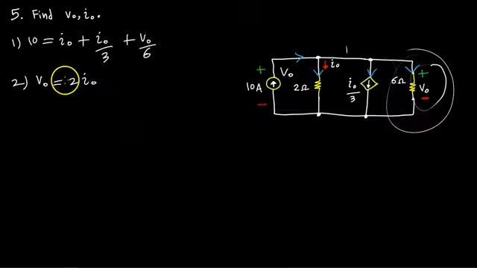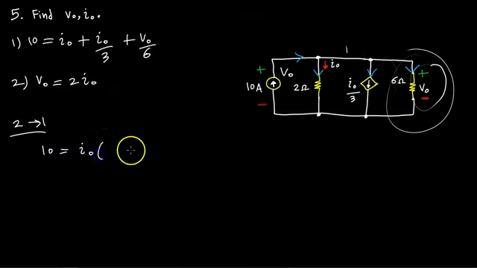We have two relationships. I'm going to substitute this equation into that equation, 2 into 1. So let me indicate that 2 into 1, and I'm going to get 10 equal to I0. Let me factor I0 out and say 1 plus 1/3 plus, let's see, V0 was 2I0, so I'm going to have a 2/6, which is 1/3.